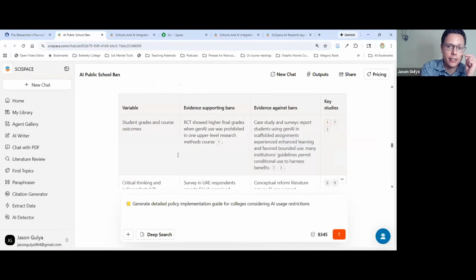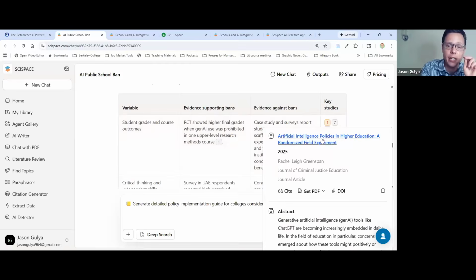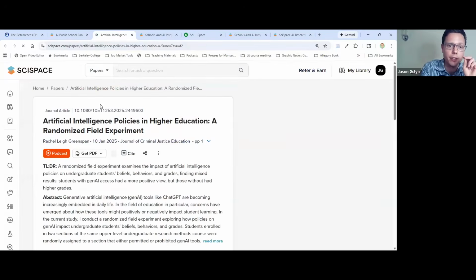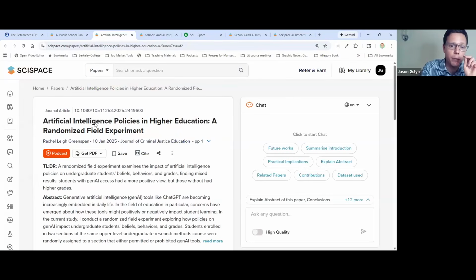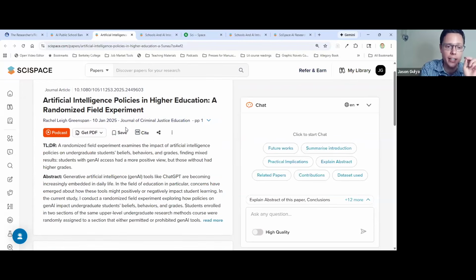And I'm going to talk about this a little bit more in terms of my process. One of the things I like to do is look at the table, look at key studies, and here you can see exactly where it came from. So I'm going to click on it. And I have a couple of options, right? I can ask for the PDF, I can get a podcast, or I can just save it so that I can take a look at it later.